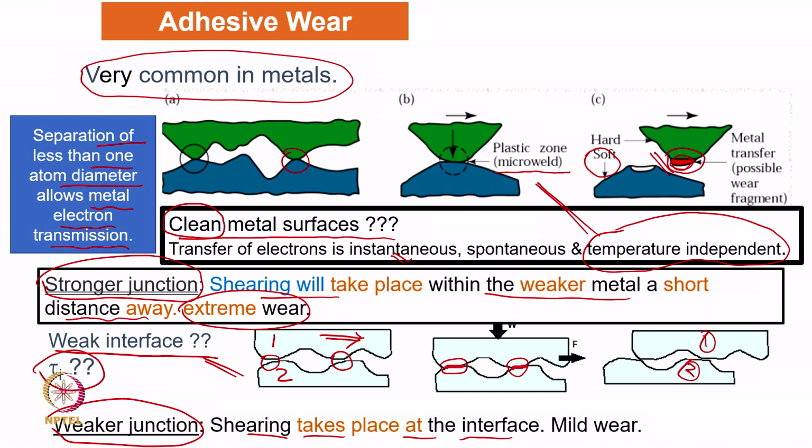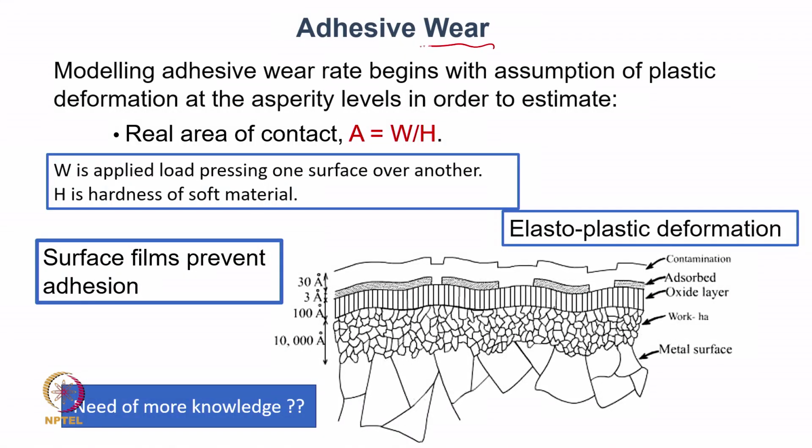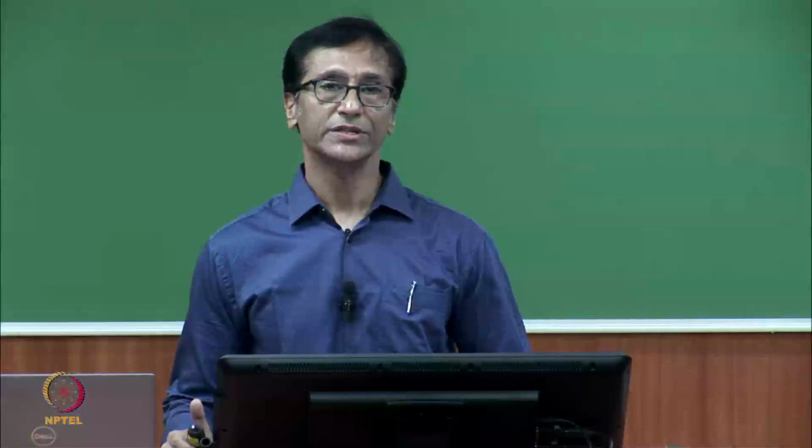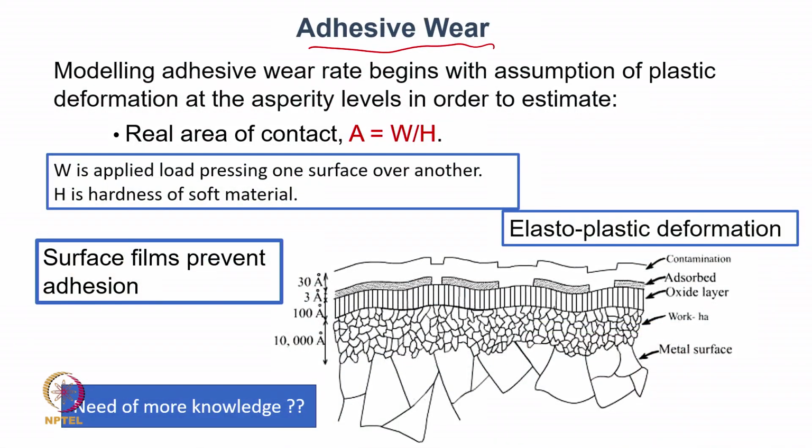So, it is important for us to consider the metal pair or situation which allows only mild wear or ultra mild wear. Now, let us take adhesive wear in slightly more detail. We need to quantify adhesive wear, and in engineering we need to come up with some sort of parameter: which parameters are more sensitive, how do we adjust those parameters, how do we optimize those parameters. So, to model adhesive wear, we need to take some assumption.